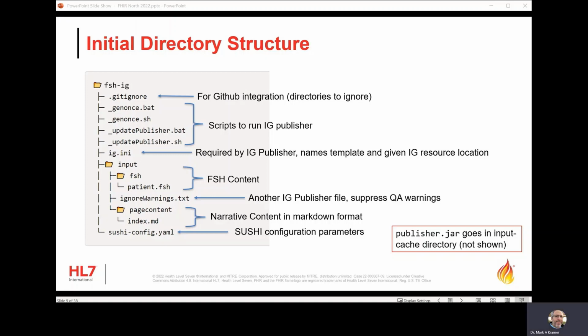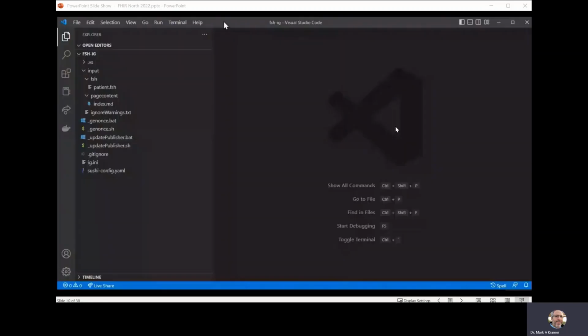The other file that's there right at the bottom is sushiconfig.yaml, and that contains some very important configuration parameters for using Sushi. So let's take a look at the Sushi config first of all.